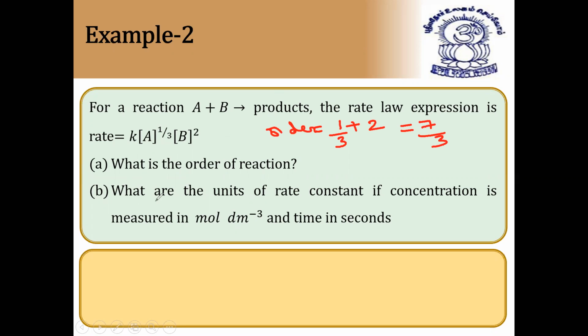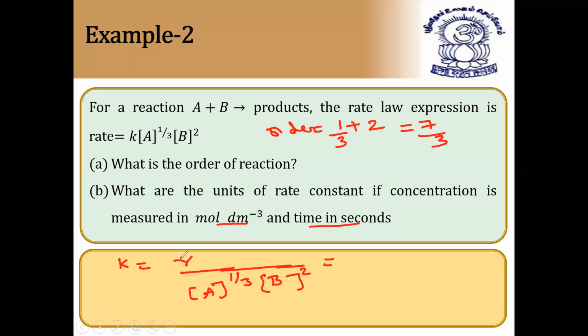Next, second question. The concentration is measured in moles per decimeter cube, moles per liter, and time in seconds. What are the units of the rate constant, K? So straight away we can take K. The unit of rate constant K: K is equal to rate divided by concentration of A to the power 1/3 into concentration of B to the power 2. So you can find out the unit.